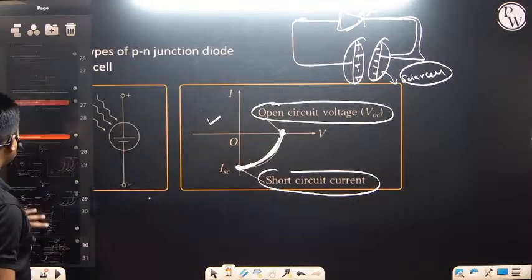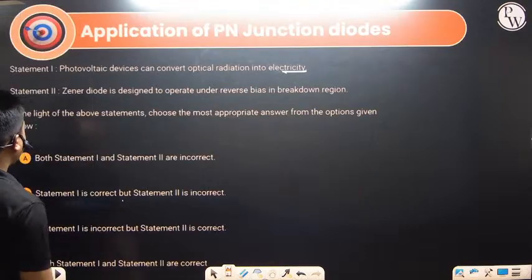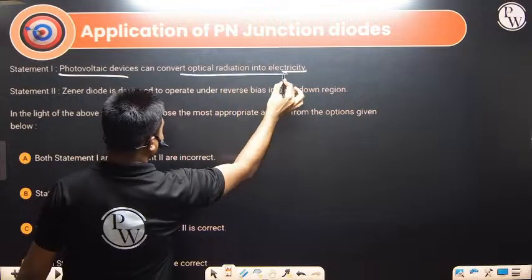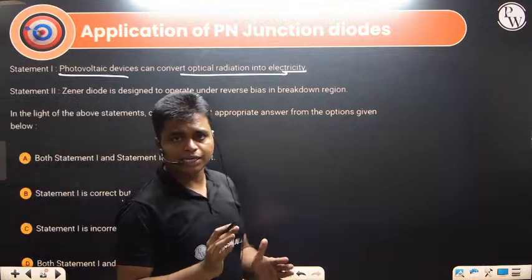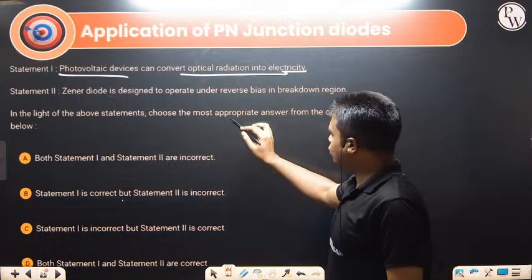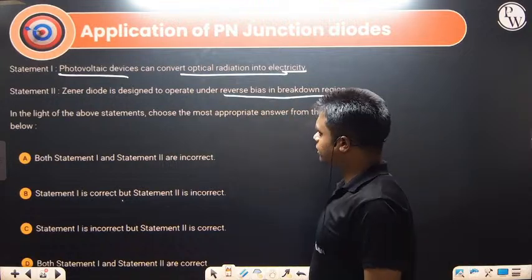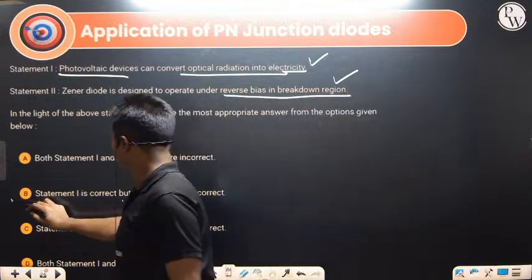Now coming back to the particular question that we were solving here. Photoelectric devices can convert optical radiation into electricity. Yes, whatever optical signal is falling is converted into electricity by means of electron hole pair generation in the case of the photodiode. A generator is designed to operate under reverse bias in the breakdown region. Yes, statement 1 is correct, statement 2 is also correct. Both statements 1 and 2 are correct.